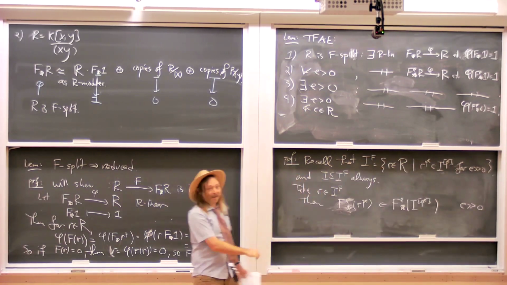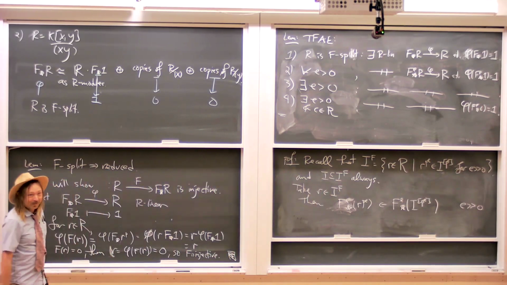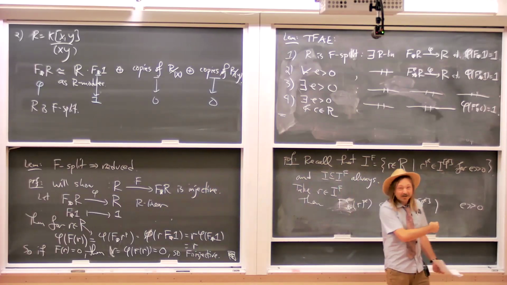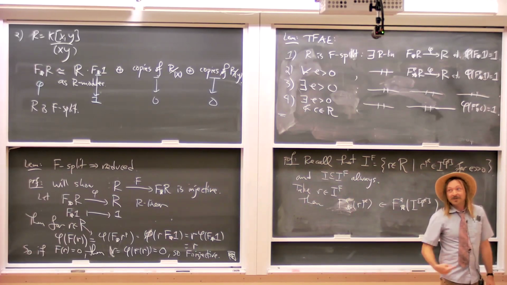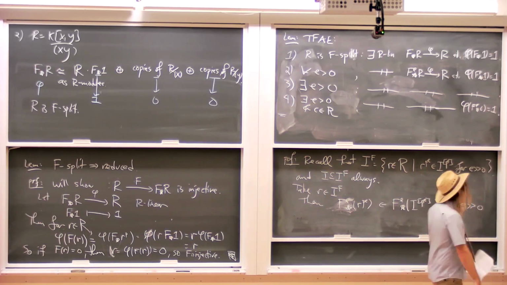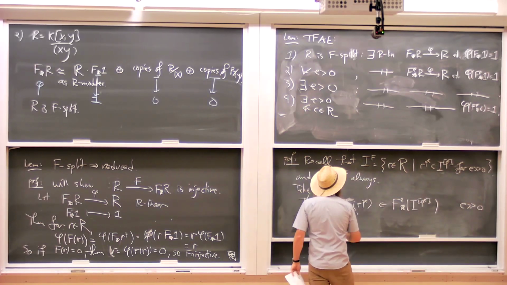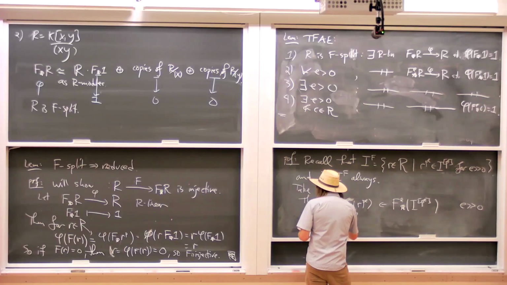Nothing happened in this step. Just I'm viewing this in a copy of R that I'm thinking of as being mapped to by some copy of R by the Frobenius, a different copy of the Frobenius. Good. Okay. All right. There's a rule for this.